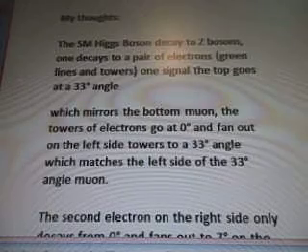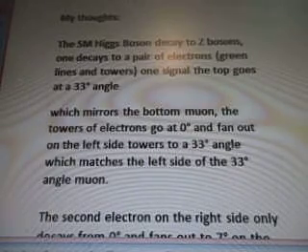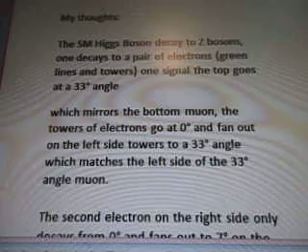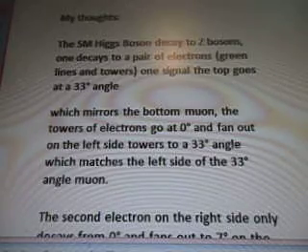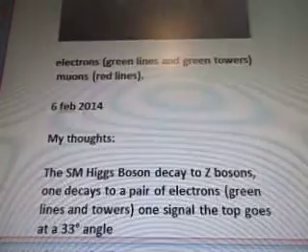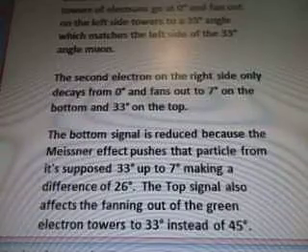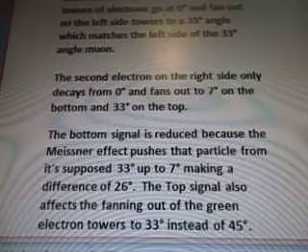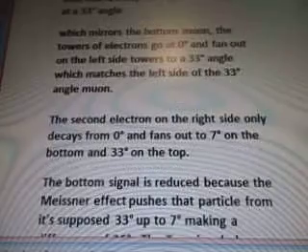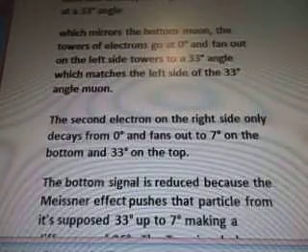So the towers of electrons go at 0 degrees, and then they fan out on the left side towers to a 33-degree angle, which matches the left side of the 33-degree angle muon. See? Both of these fan out from the line up to 33 degrees and up to 33 degrees. The bottom signal is reduced because the Meissner effect pushes the particle. Okay, sorry. Hold on. Back up.